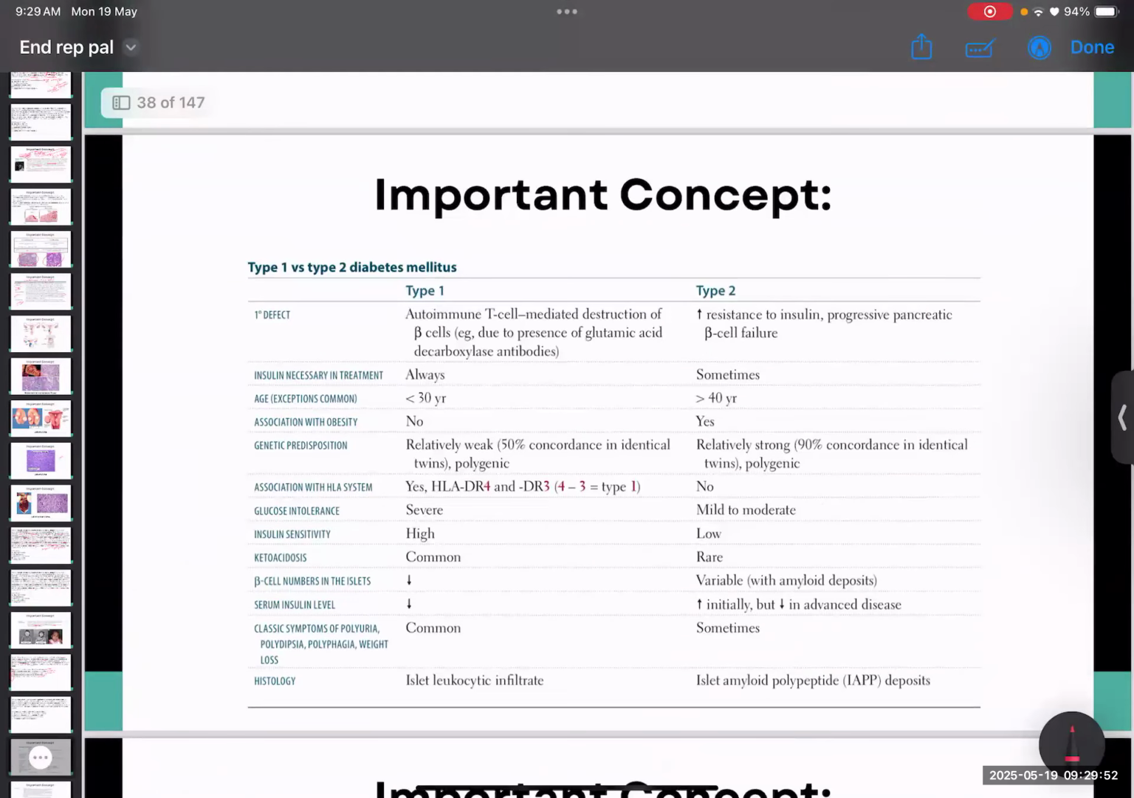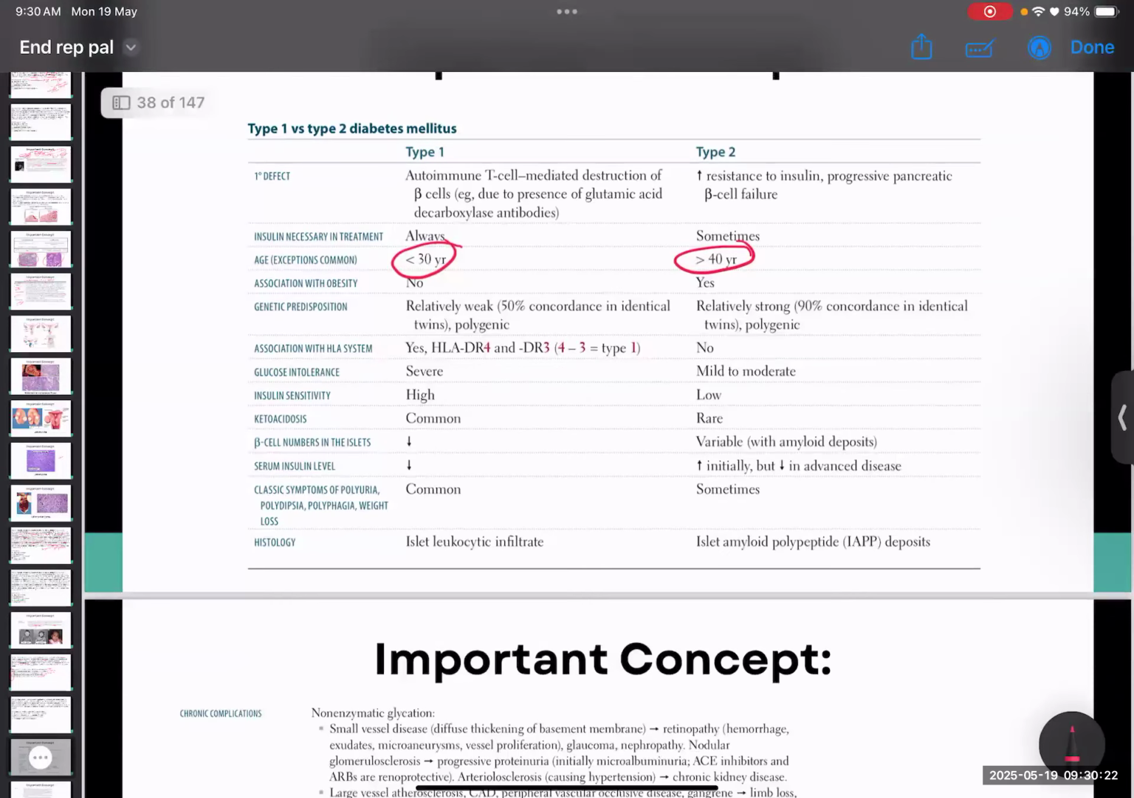Here's a differentiating slide between type 1 and type 2. The basic concept is that in type 1, you have autoimmune destruction of beta cells, so you don't have insulin production in the first place. Type 2 is where you have resistance to insulin, your receptors are fried. It's progressive, but then eventually beta cells fail, so you'll have beta cell failure in type 2 as well. Usually type 1 is diagnosed at a very early age, type 2 at an older age. And in type 2, you're usually going to see islet amyloid polypeptide deposits, and in type 1, you will see leukocytic infiltrate.